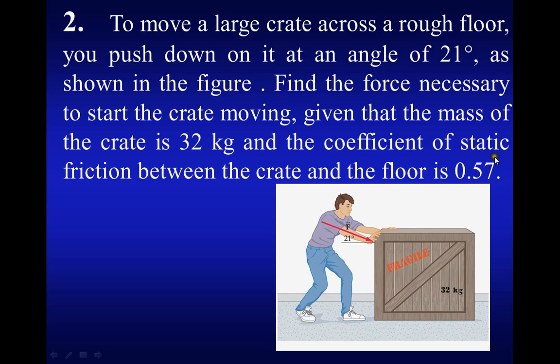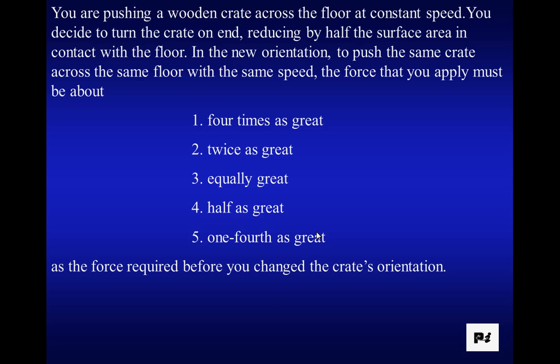We have the coefficient of static friction here, 0.57. And so we figure out the x-axis component: F cosine 21 degrees equals 0.57 times (F sine 21 degrees plus 32 times 9.8), and we're then able to solve for F. We have F on both sides of the equation. Kind of a hard problem, but it's one we could figure out.